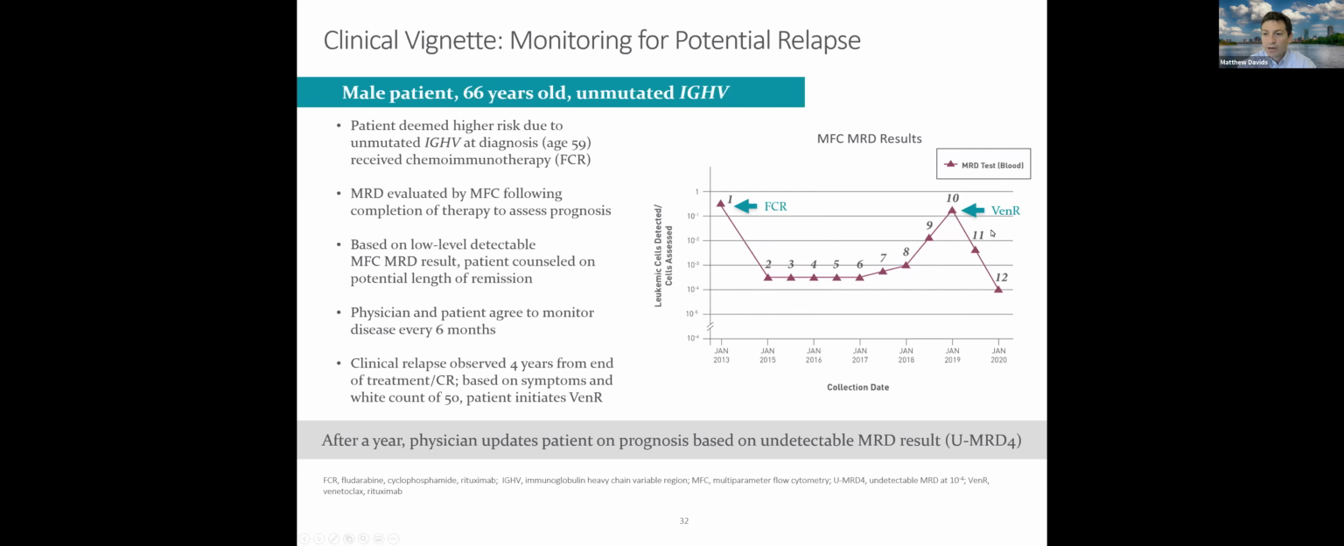Now, interestingly, this patient went on Venetoclax with rituximab. And you can see by time point 12, had a very deep remission that was undetectable for MRD, even a deeper remission than they had achieved initially with FCR. And the patient and the oncologist at this point were able to meet and understand that by getting to this undetectable MRD level, it was likely the patient was going to go into remission for a longer period of time.